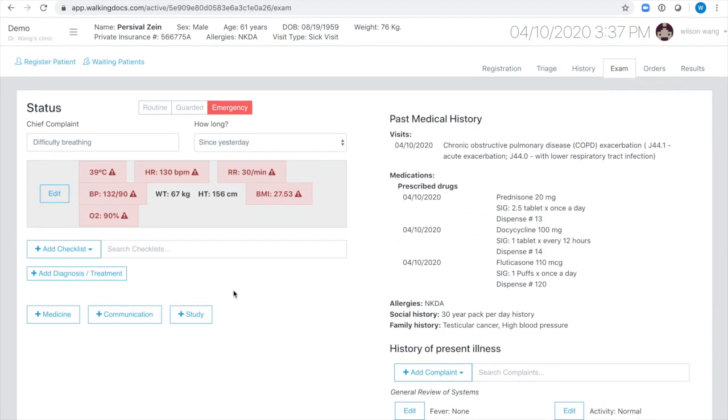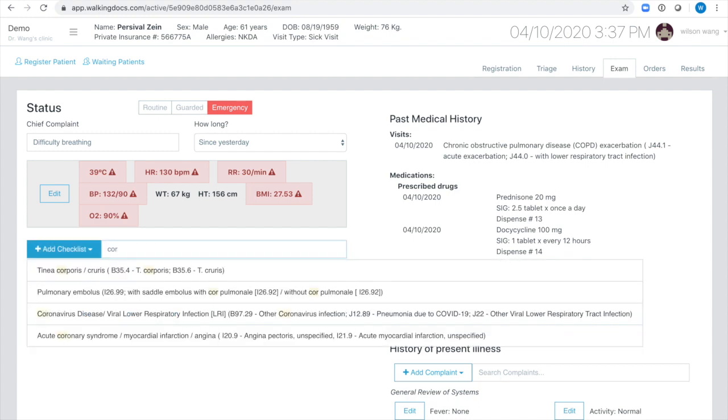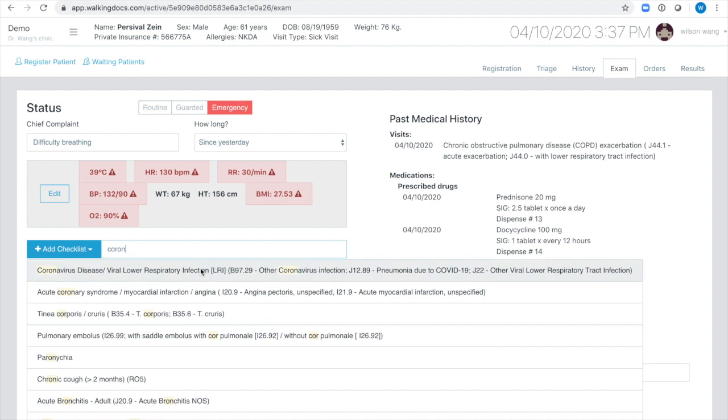After speaking with and examining the patient, the clinician decides on the diagnosis of COVID-19. The provider types this in the Add Checklist box located below the patient vital signs. Notice the user can type in any combination of these terms he or she selects.